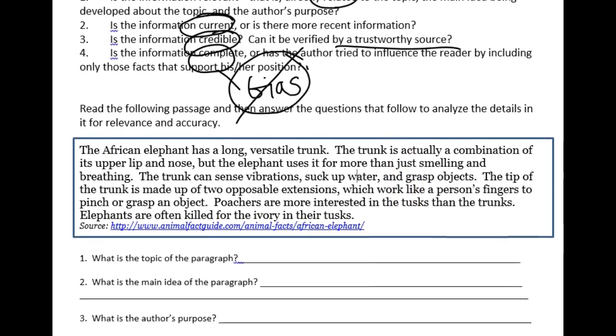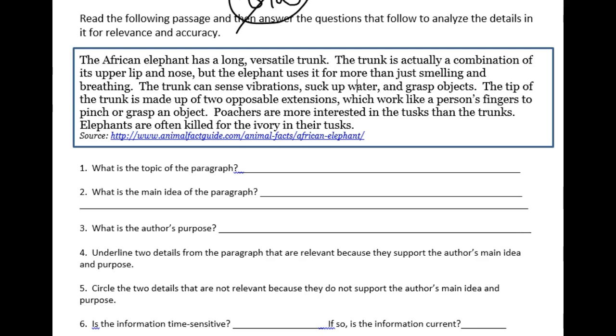So, let's look at this first passage. Read the following passage and then answer the questions that follow to analyze the details in it for relevance and accuracy. The African elephant has a long, versatile trunk. The trunk is actually a combination of its upper lip and nose, but the elephant uses it for more than just smelling and breathing. The trunk can sense vibration, suck up water, and grasp objects. The tip of the trunk is made up of two opposable extensions which work like a person's fingers to pinch or grasp an object. Poachers are more interested in the tusks than the trunks. Elephants are often killed for the ivory in their tusks.